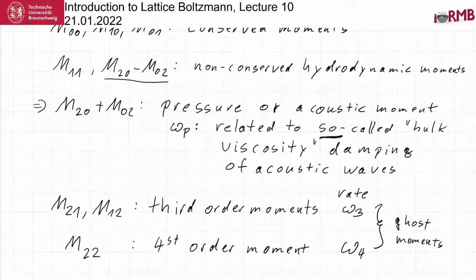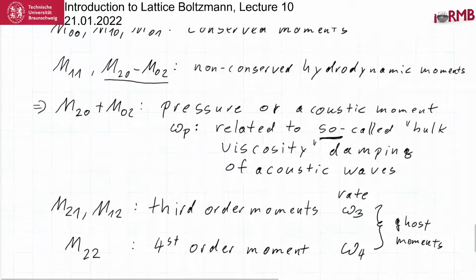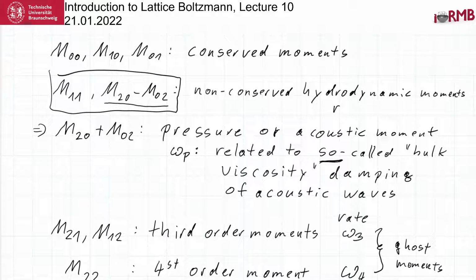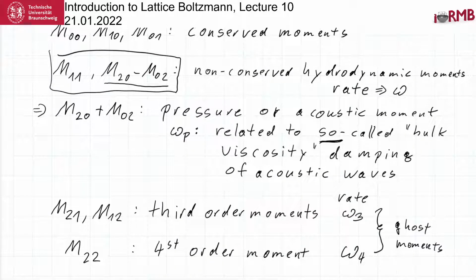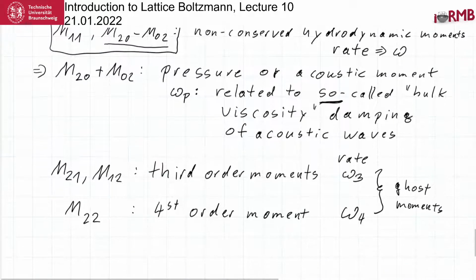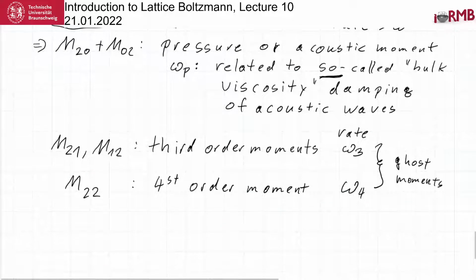Okay, so now these are the moments. So what we see is we have to relax 2 moments, namely these here. They will have the rate omega. Then there is one that comes with the rate omega p, and then there's one with the rate omega 3 and one with the rate omega 4. And the one with the rate omega p, this is related to sound waves.